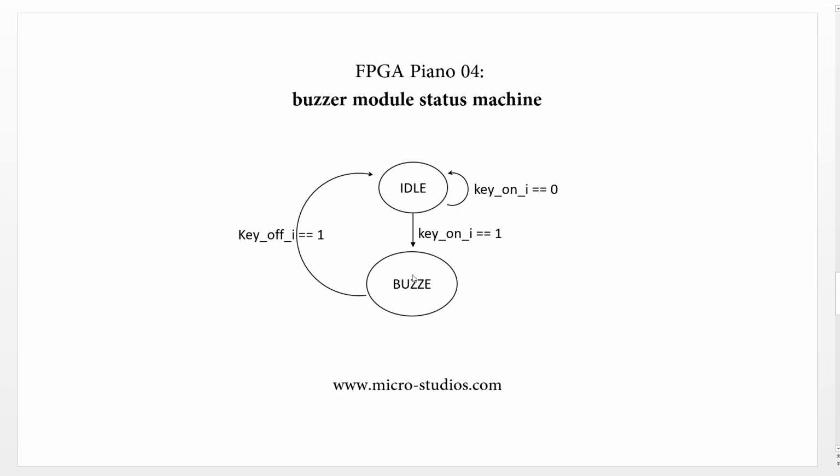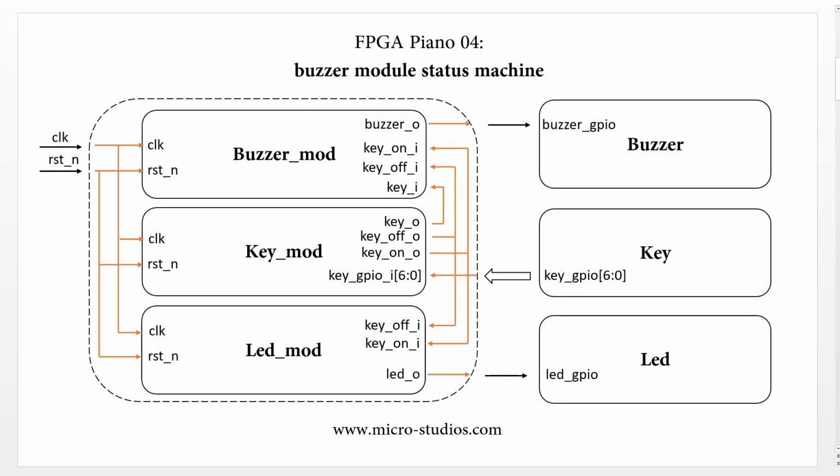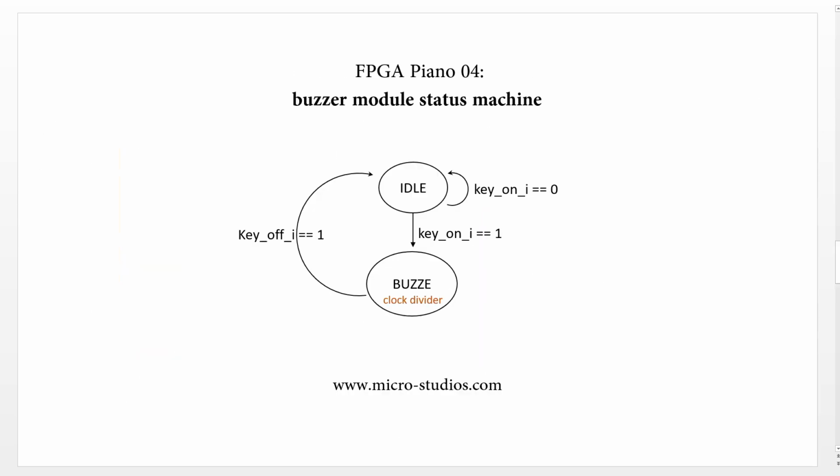In the buzzer state, we will make the buzzer buzz. How do we make it? We will use a clock divider. We will use one clock divider to divide the clock from the system, and output different waveforms to the buzzer through the buzzer GPIO. So we will have one clock divider for the buzzer.